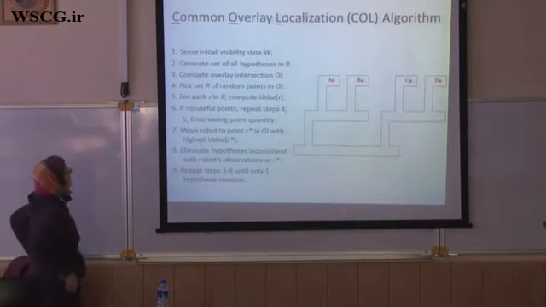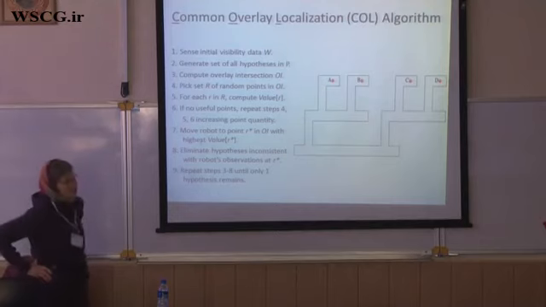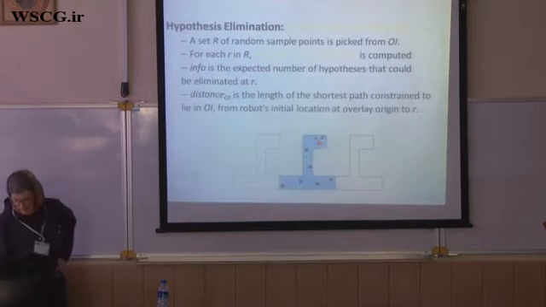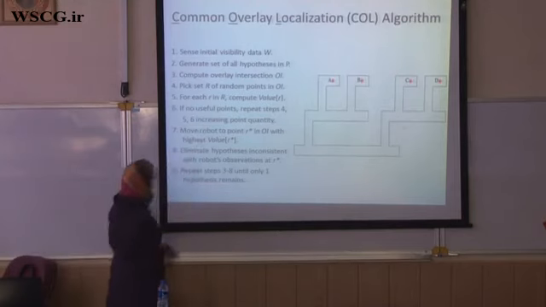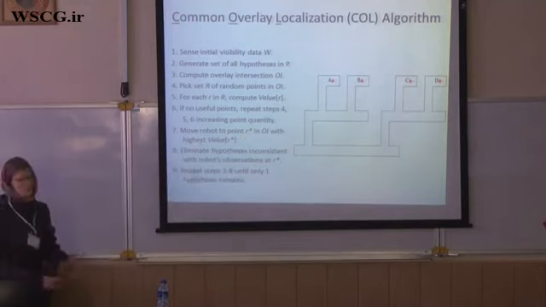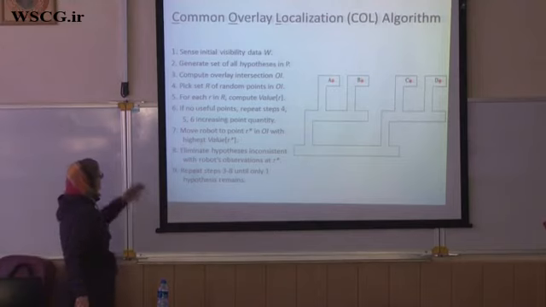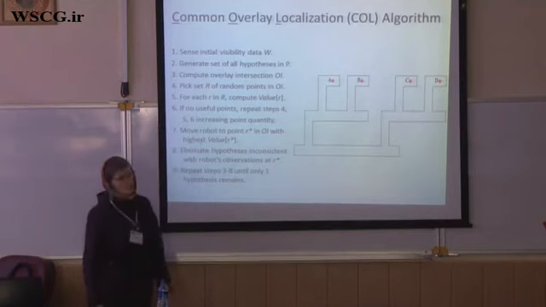So this gives rise to what's called the common overlay localization, or COL, algorithm. So what we do is sense the visibility data, get that visibility polygon, generate all the hypotheses, so we have the red dots, and then compute the overlay intersection. That was the blue region on the previous slide. And randomly sample the points, compute the value of each point. That's the information per distance traveled to get there. And if there are not any useful points to us, if they all have value zero, then we just have to go back and try it again.